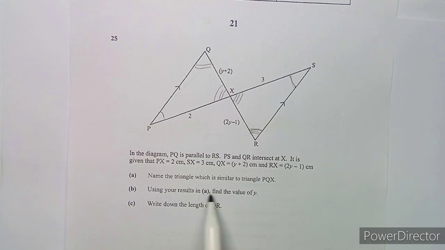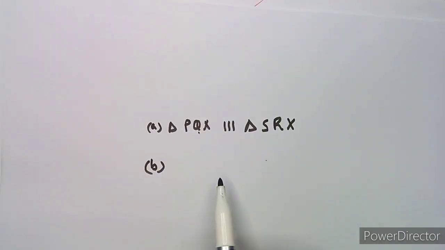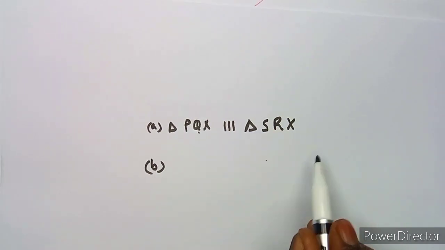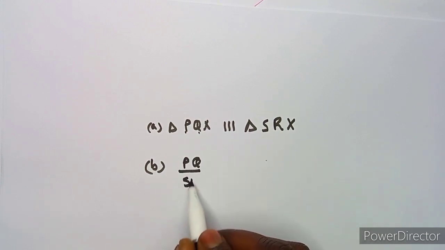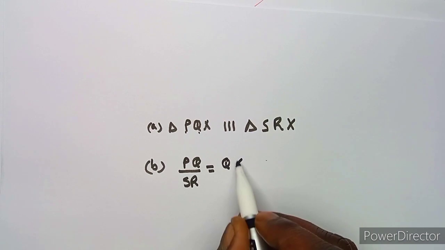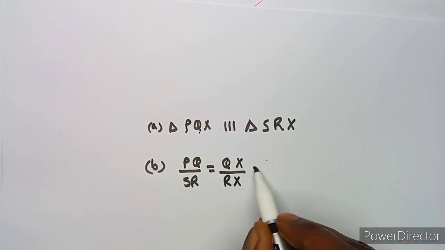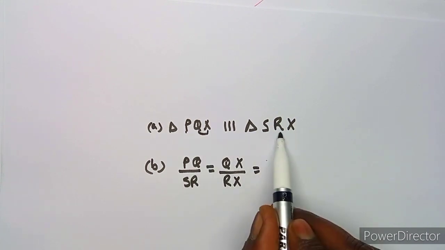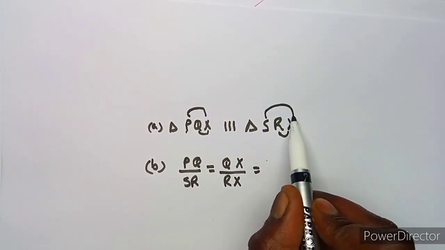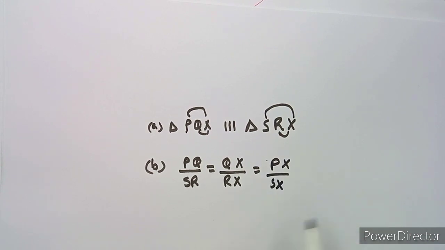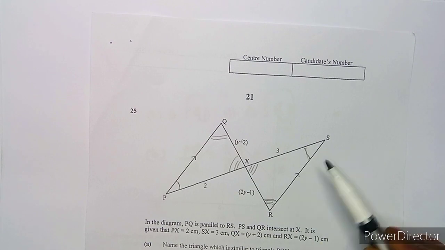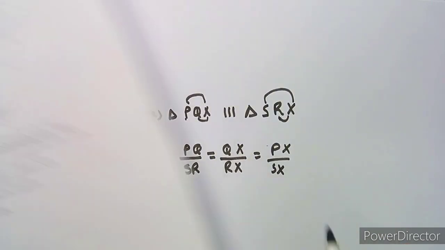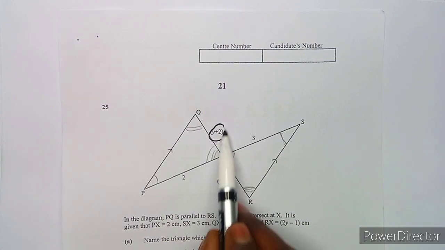Using the results in item A, find the value of y. So what do we know from similar figures? We know that from similar figures, the ratio of sides is equal, guys. I think I talked about that. PQ over the corresponding side SR is equal to QX over the corresponding side RX is equal to PX over SX. So you choose where it is complete. Like PQ over SR, you do not have anything. So you can substitute here QX. This is your QX, which is y plus 2.